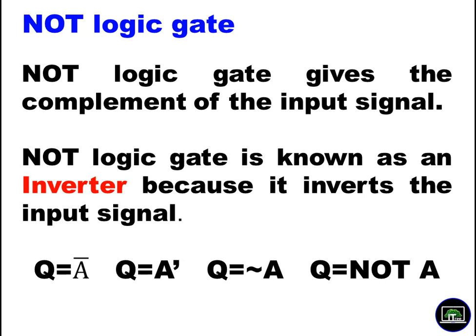So we can see how we write the Boolean expression for that. We say A bar or A dash, or sometimes called not A.